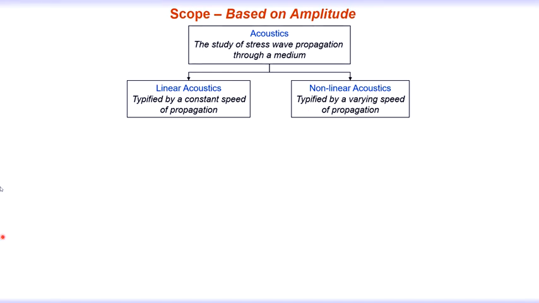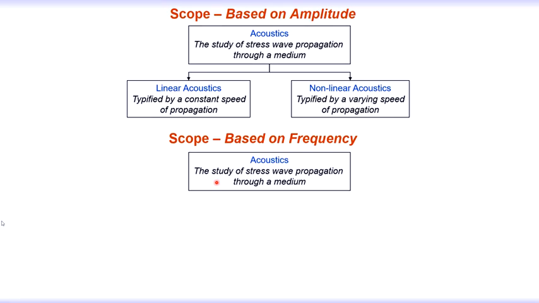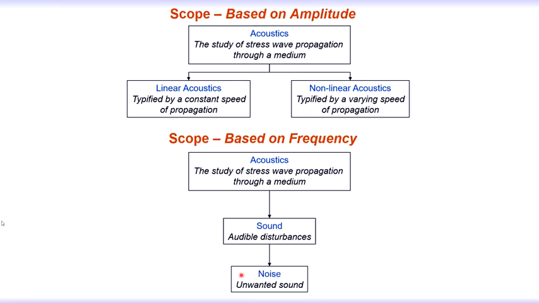That was thinking about the amplitude of the sound. We're also interested in the frequency of sound, the spectral nature of sound. Again, the study of stress waves propagating through a medium. A typical human ear, in good condition, will be able to detect sounds at frequencies from around 20 Hz all the way up to about 20 kHz. This frequency range of acoustics we call sound, or noise if it's unwanted sound.